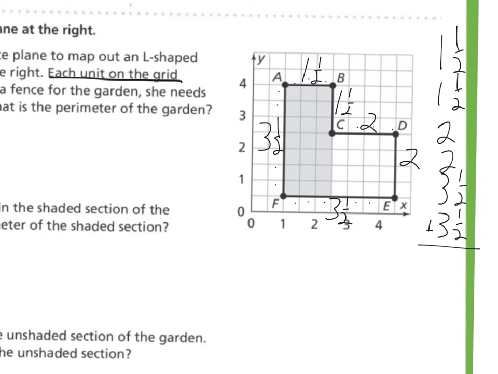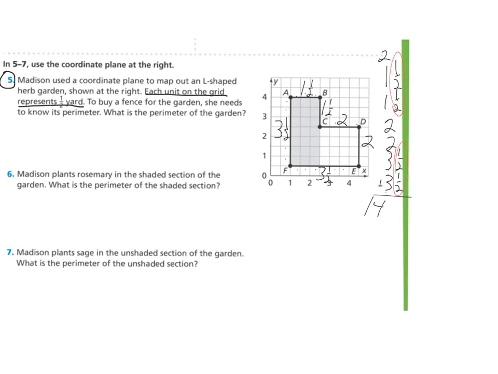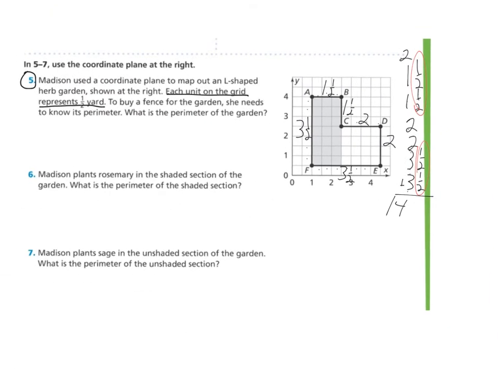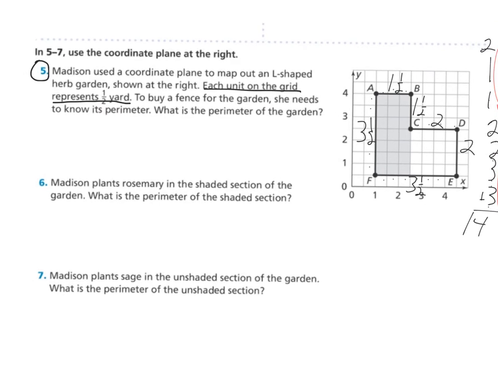So you can see here we've got 2 halves makes a whole, another 2 halves makes a whole. So that's 2. Basically, if you want to just say we're going to carry a 2, that's fine. 2, 3, 4, 5, 6, 7, 8, 9, 10, 11, 12, 13, 14. So 14. And those are in yards. So 14 yards would be our perimeter.